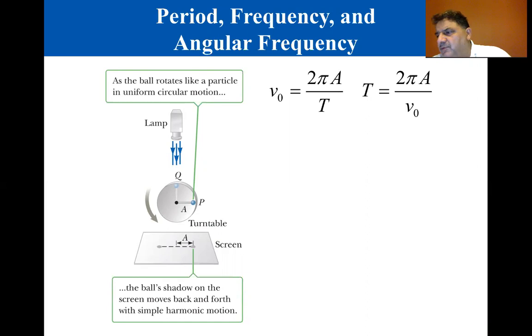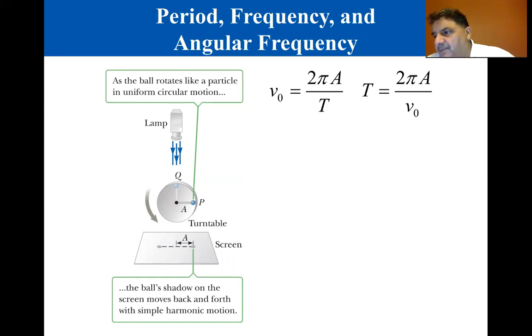Imagine that the ball moves from P to Q. That's from like the 3 o'clock position to the 12 o'clock position. Imagine the ball moves from P to Q, a quarter of a revolution. The motion of the shadow is equivalent to the horizontal motion of an object on the end of a spring. So the radius A of the circular motion is the same as the amplitude A of the simple harmonic motion of the shadow. Basically, the amplitude.